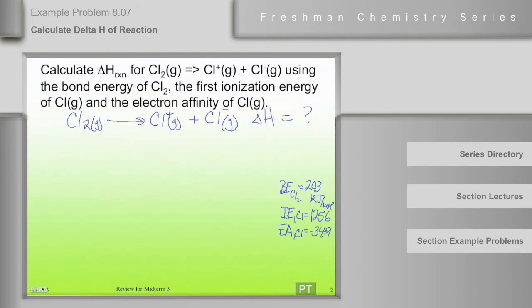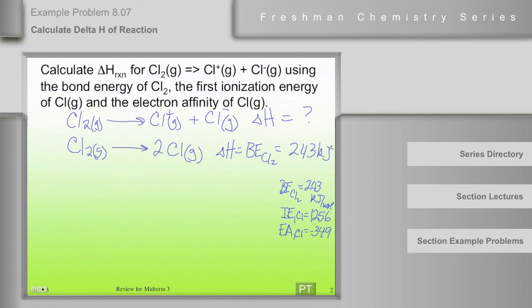So the question is, how do we put this information together to make equations that will add up to this equation? So let's start with the bond energy of dichlorine. The equation which corresponds to that bond energy is Cl2 molecule, diatomic, splitting up into two chlorine atoms. Delta H is equal to the bond energy, and this would be a positive number because we're breaking the bond of Cl2, and we saw that is 243 kilojoules.